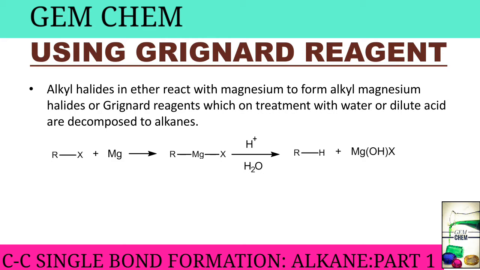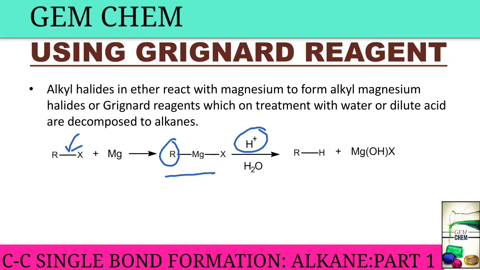Now this is the Grignard reagent method. How does this occur? Alkyl halides in ether react with magnesium to form alkyl magnesium halides or Grignard reagents, which on treatment with water or dilute acids are decomposed to alkanes. Now we see an alkyl halide which reacts with magnesium. There is an insertion of magnesium in between these two. So this magnesium gets inserted. When water, that is basically a proton source, comes, then R attaches with this proton, leaving behind Mg(OH)X. This is another method.